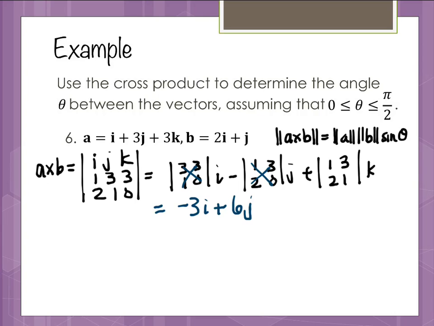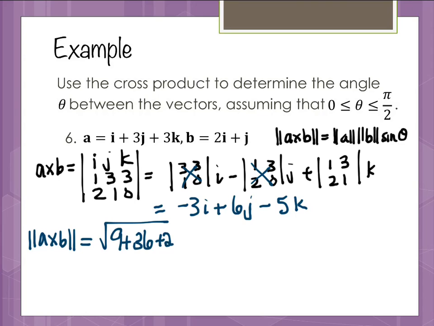6j. And then we've got a plus. I've got 1, and then I've got minus 6, so that would be negative 5. So we'll take this positive and make it a negative, so this is negative 5k. And then we need the magnitude of that, so we need the magnitude of A cross B, which would be the square root of 9 plus 36 plus 25, which is the square root of 70. And that doesn't reduce.